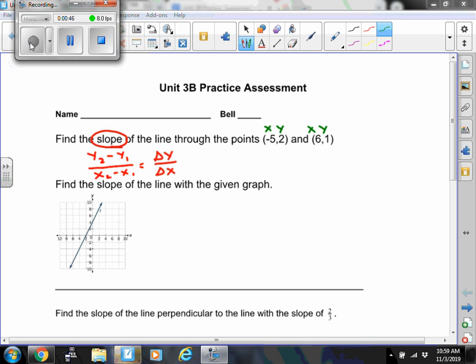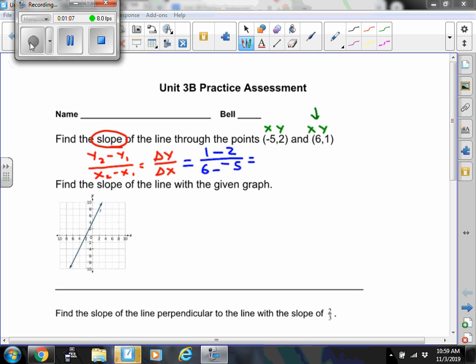Keep in mind if you're going to do the 6 and the 1 first, you do the 6 and 1 first. You don't switch which one you're going first. So what I'm going to do is go ahead and do my change in my y. So take the two y's and subtract them. Take the two x's and subtract them. Keep in mind it's 6 subtract negative 5.